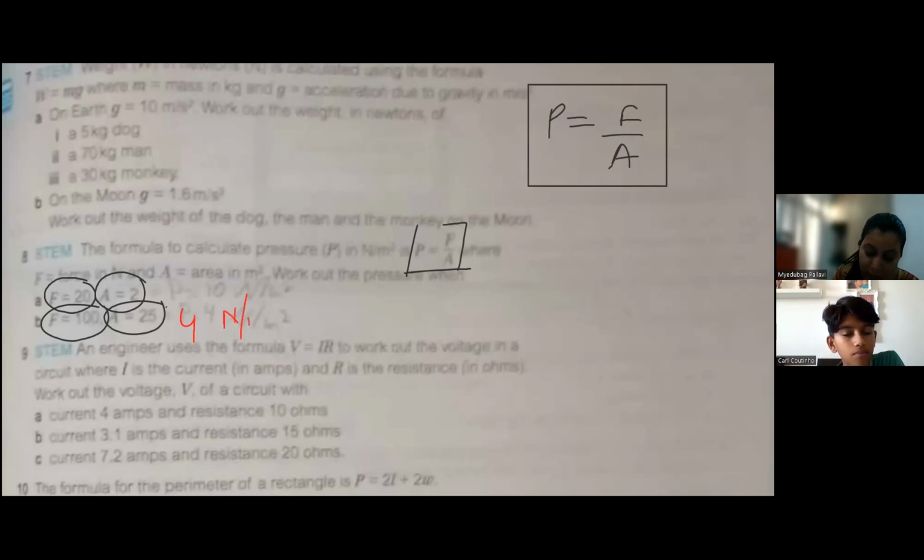Good. And then the unit is Newton per meter square. For the first part, force divided by area is there. That's correct. It will be 10 Newton per meter square.